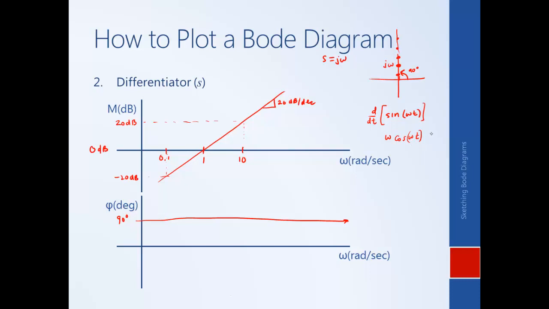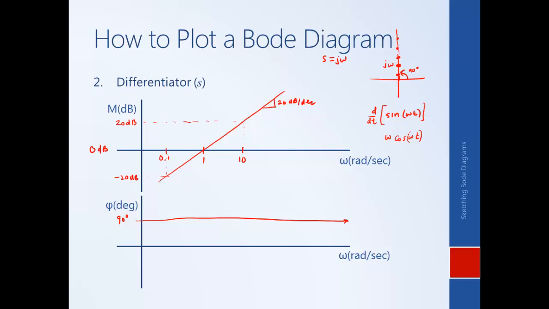Okay. And so you can see that as omega increases, the magnitude of this sinusoid also increases. So the bigger omega is, the bigger the amplitude of the derivative is. Also, you can picture how a cosine wave is 90 degrees ahead of a sine wave. And so that gives us our phase plot.